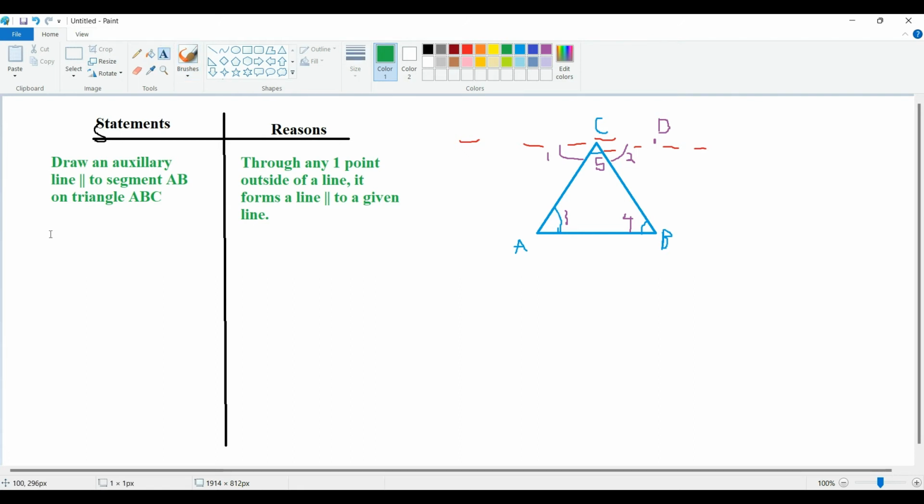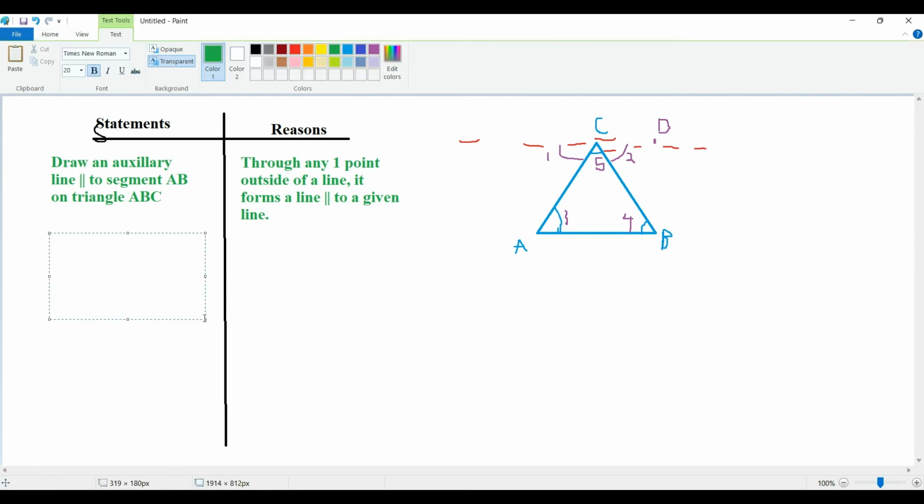Statement number 2. Alright, so let's reduce this size so we can fit a bit more in that same area. So, angle... Alright, I cannot spell right now. Angle 1, angle 2, and angle 5 are supplementary.